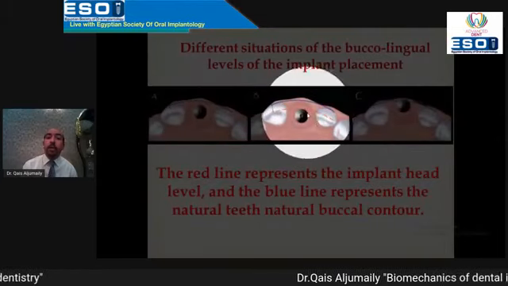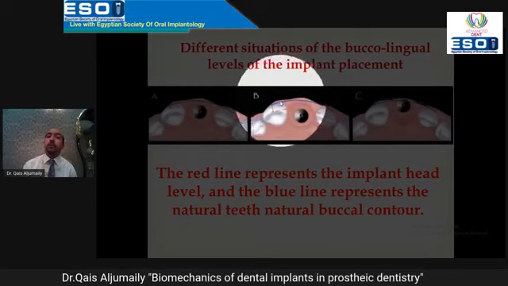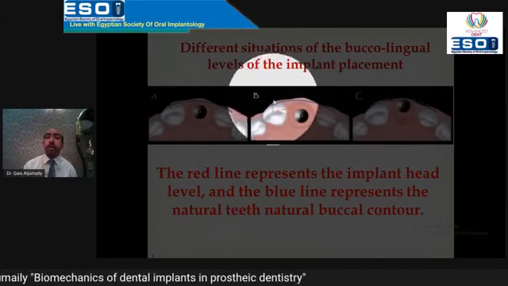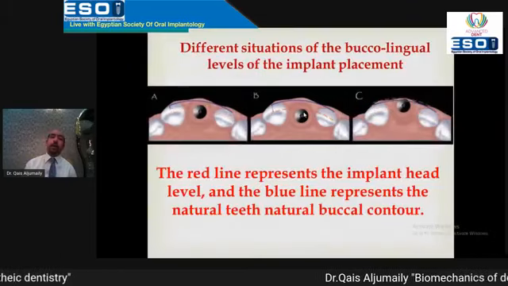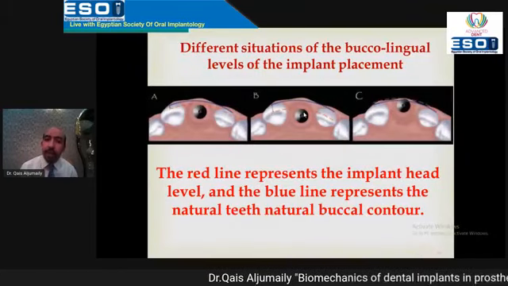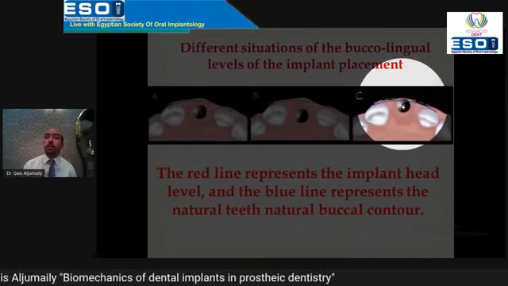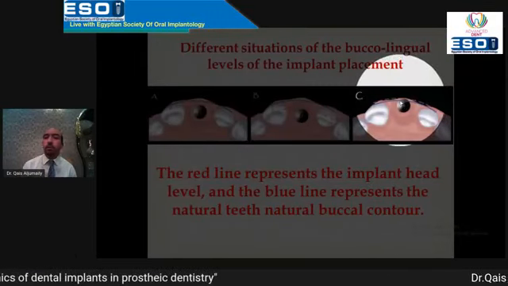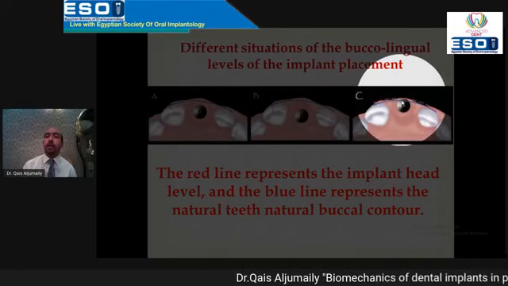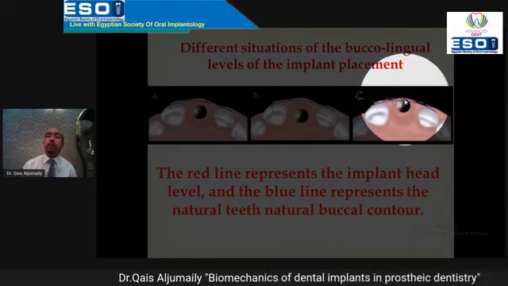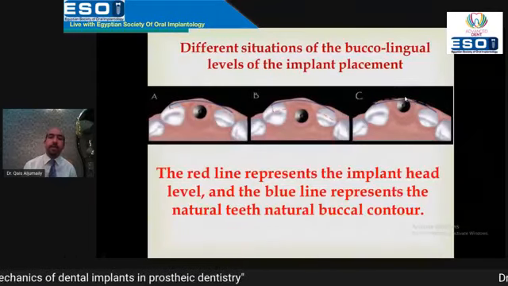If we put it too much palatally, there will be too much distance to the border of the ridge, and this will lead to a negative profile in the future. I will show you what I mean by negative profile. And if we put it too much labially or buccally, there will not be enough bone and soft tissue, and this will lead to buccal or labial cortical bone resorption, gum recession and metal display.